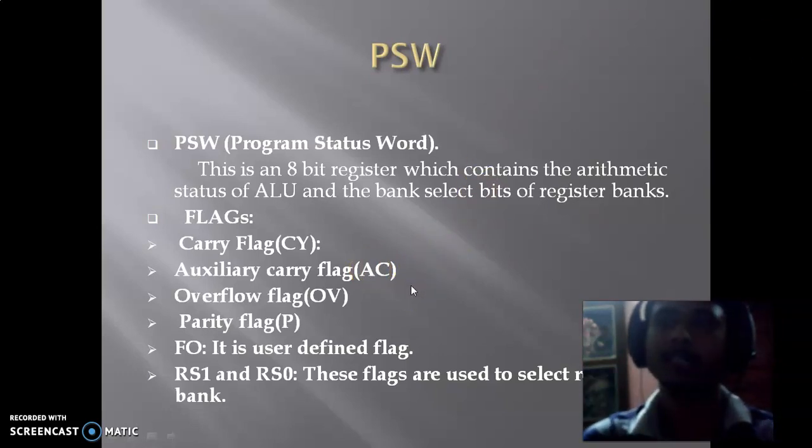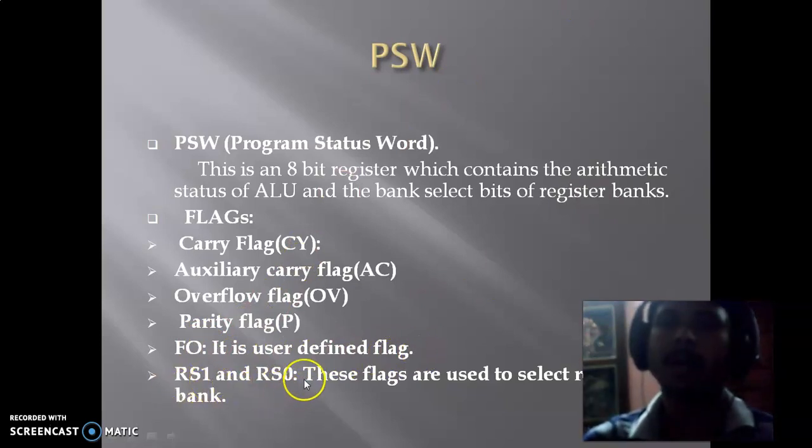And if the result we get from any arithmetic and logical function overflows after completion, then the overflow flag is set as 1, otherwise 0. And the parity flag: if even parity is generated in the result, the parity flag is set as 1, otherwise 0. And F0 is a user defined flag, which the user can use.